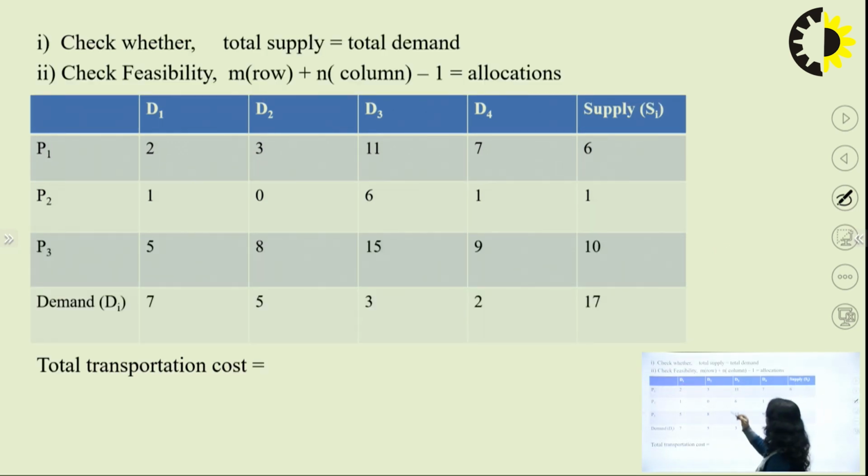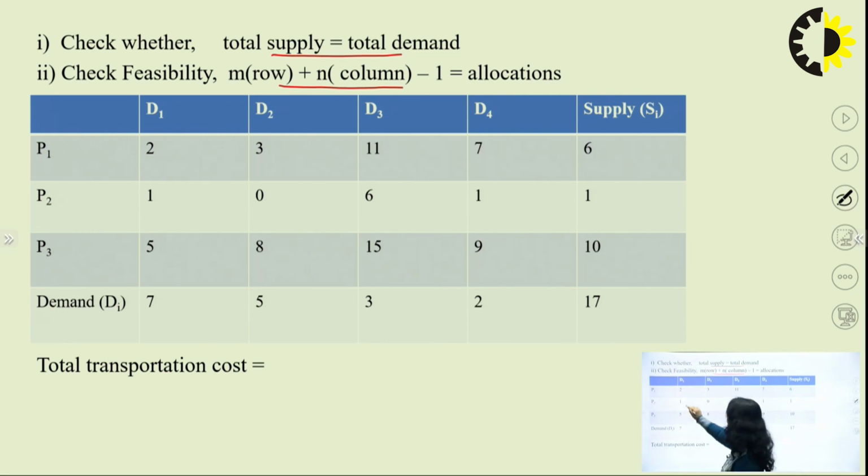Now we have already checked the criteria that total demand is equal to total supply, and we will check this feasibility condition also, which is the necessary requirement for checking the optimality. Okay, m plus n minus 1 should be equal to the number of allocations. So now we will start how we can find out the solution.